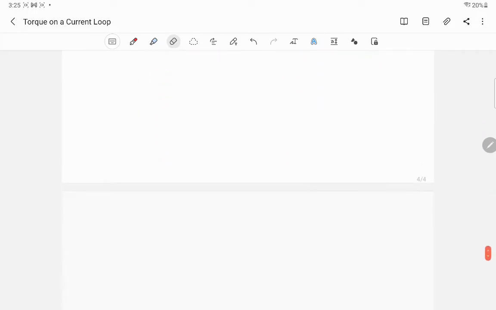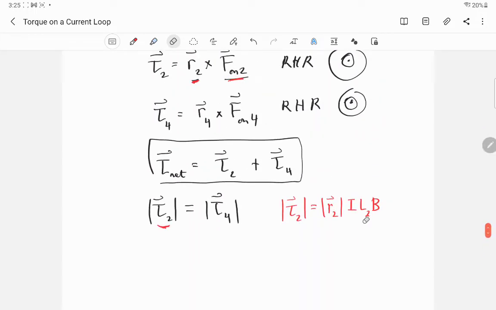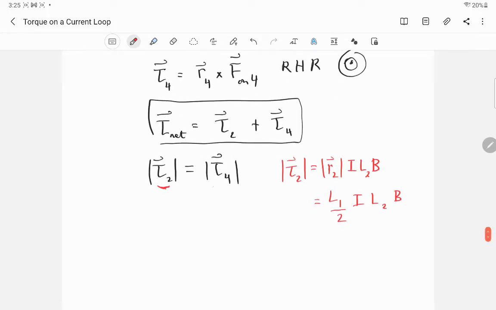So let's be really careful about the lengths. So when I calculate the force, this is the force on segment of wire number 2. So I put the length of wire number 2 there, but this is actually half the length of wire number 1. So when I keep adding this in, it's going to be the length of wire number 1 divided by 2, and then I L2 B, like that. So that's the torque on 2.